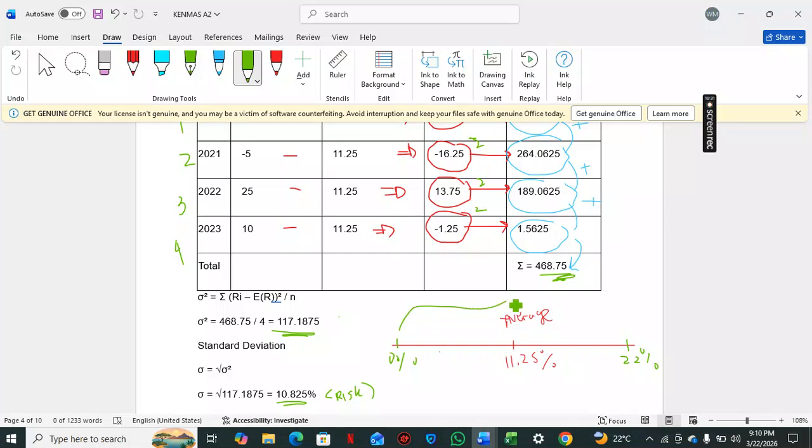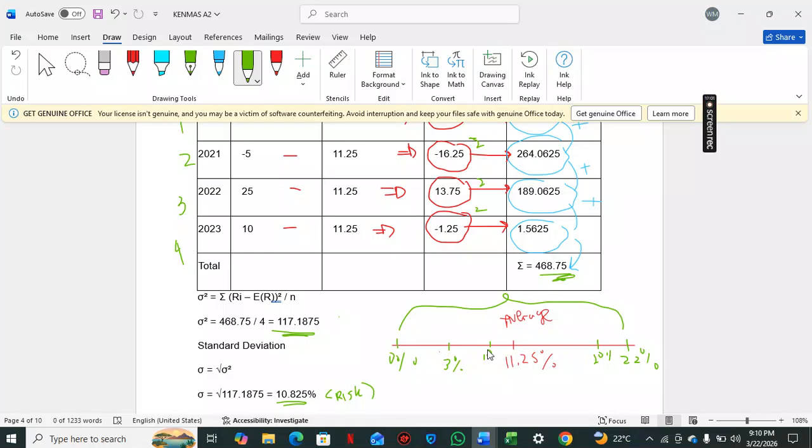So this is the range your returns will be in, basically. Maybe in 2024 your return might be 3%. 2025 you might get a return of 20%. 2026 you might get a return of 10%. Standard deviation is just giving you a range where your returns can fall on average.